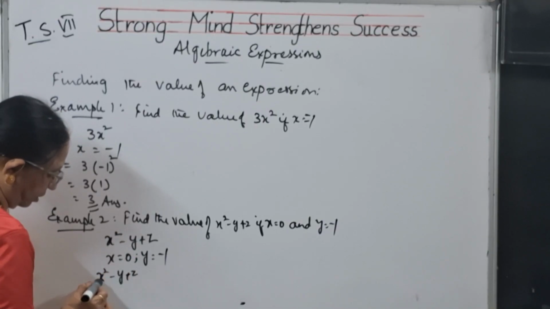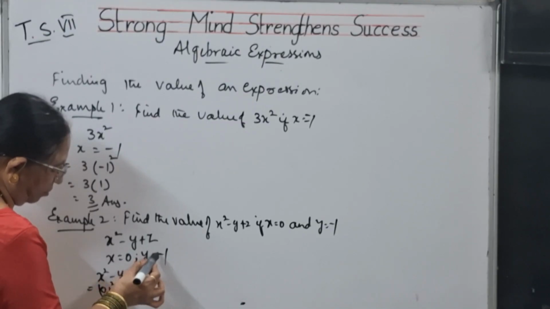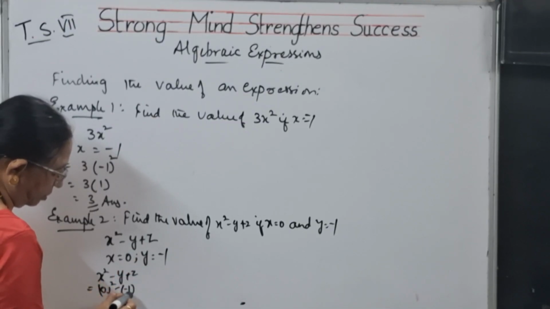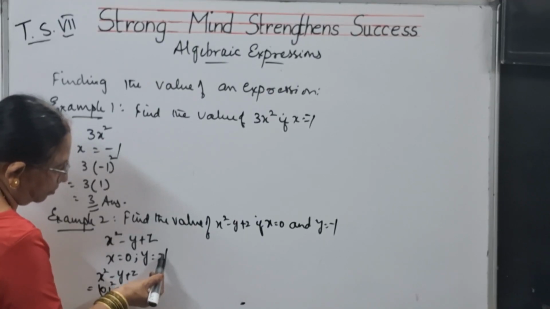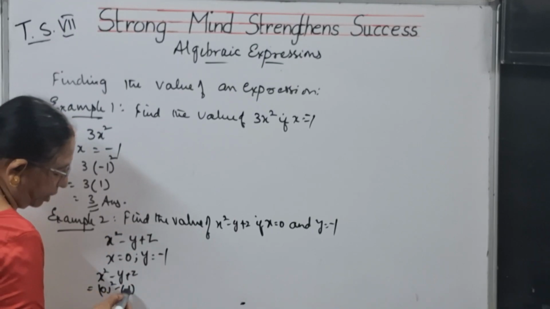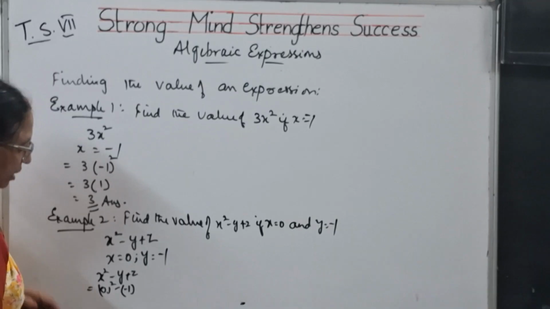See, in the place of x, I should keep 0. 0 square minus, in the place of y, I should take minus 1. See, children, very carefully. This minus is the minus of this problem. This minus is the minus of the value given to you. So, two minuses side by side you cannot write. So, I have put it in bracket.